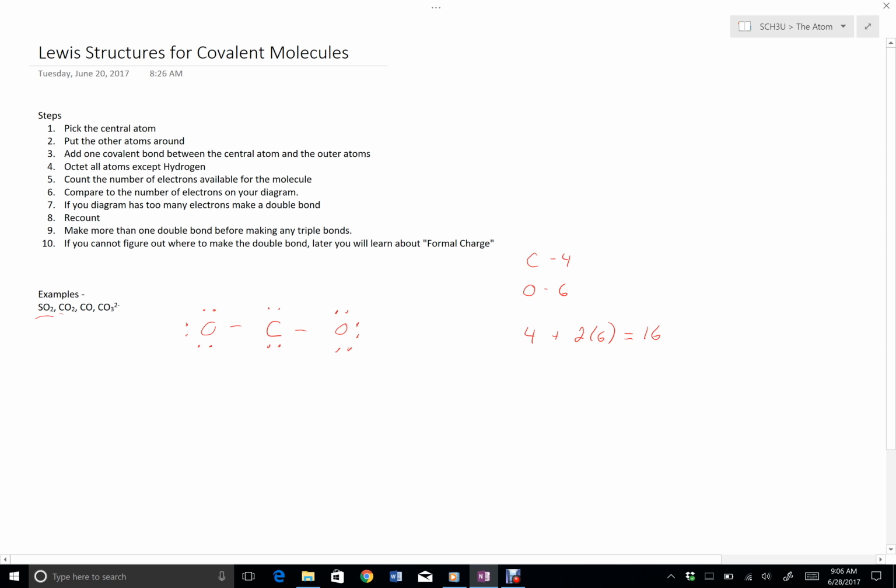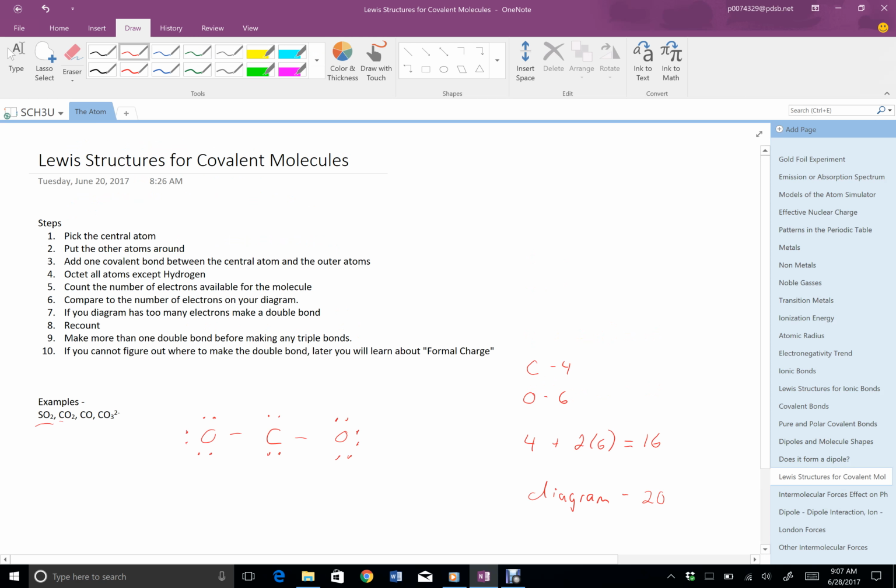Now let's go to the diagram and see, based on the initial prediction, how many electrons I'm actually using. 2, 4, 6, 8, 10, 12, 14, 16, 18, 20. So I currently have 20 in the molecule. So I'm going to have to make some double bonds here. I'm going to just arbitrarily do it on the left-hand side first this time, no good reason.